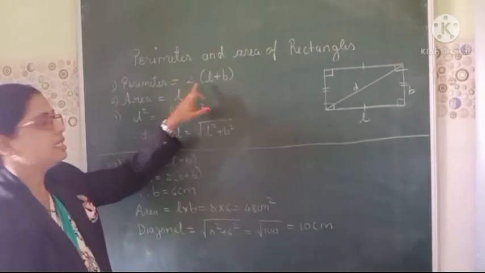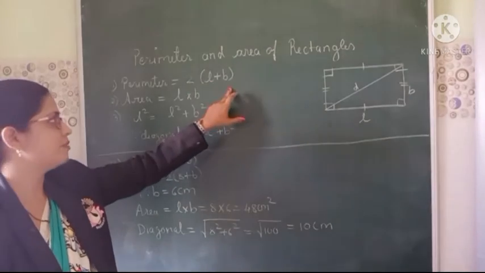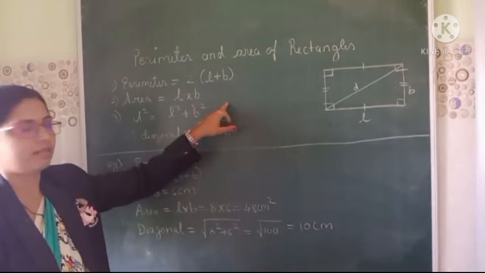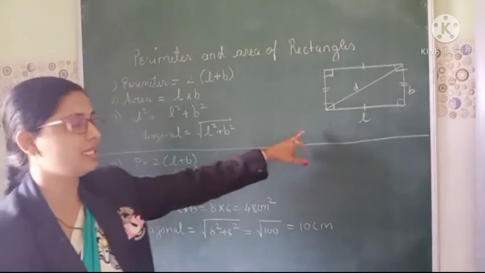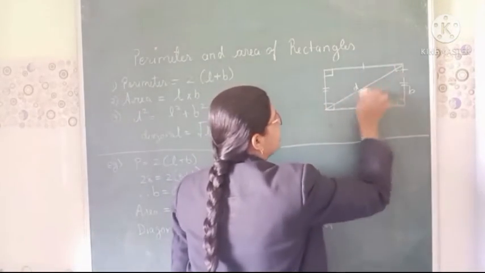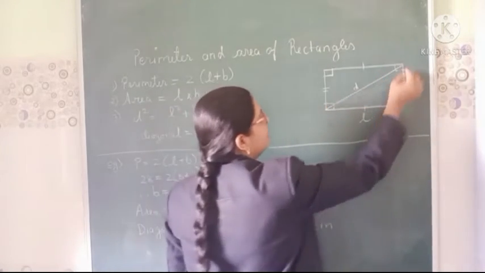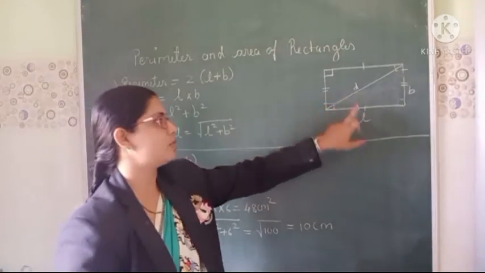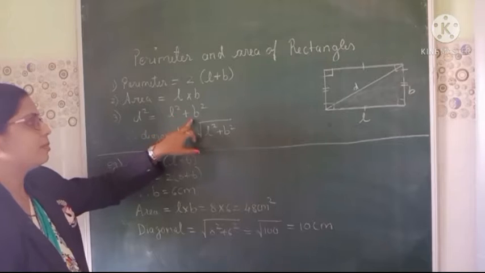So perimeter is twice into (length plus breadth). This is the formula to find the perimeter. Then area equals length into breadth. Then the diagonal. If it is asked to find the diagonal in the rectangle, we know that this is a diagonal and it forms a right angle triangle here. So this is the hypotenuse and these are the adjacent sides. How will we find it? Hypotenuse square equals L square plus B square. Same way, diagonal square equals L square plus B square.